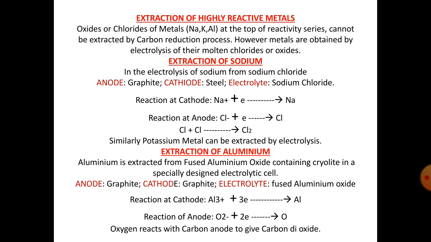Now, another question which is asked for this particular extraction is why the anode has to be replaced periodically. If you see the reaction at the cathode, aluminium is obtained as Al3+ accepts 3 electrons, becomes Al. But what about the anode? At the anode, oxygen gas is formed. So carbon reacts with the oxygen gas to become CO2 or carbon dioxide. So that's the reason the graphite rods kept at the anode have to be replaced periodically.